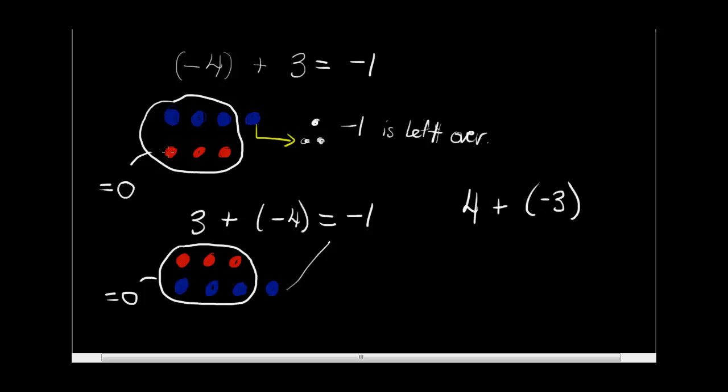Okay, so let's go ahead and do another one. Now we're going to model 4 plus -3. So we're going to model our first number, which is +4, using 4 red counters. We are going to put together 3 blue counters, find the 0 pairs, and whatever we have left over is our answer. In this case, it's going to be positive because we ended up with more red counters. And that is how you model using counters.